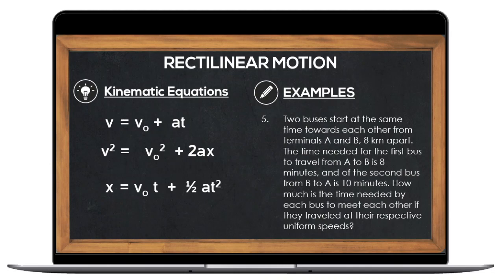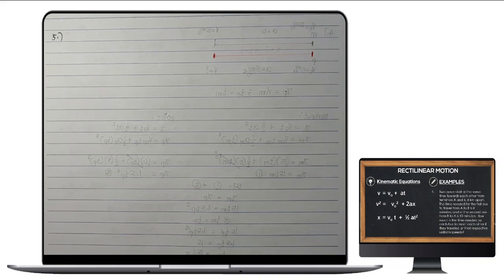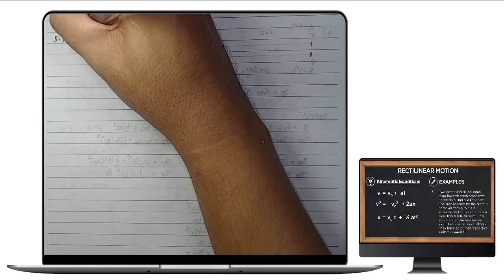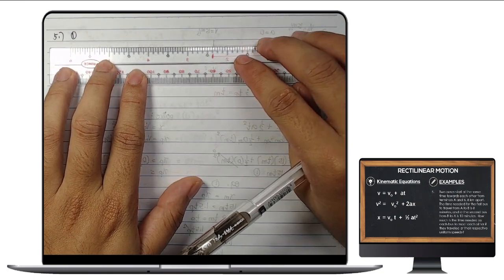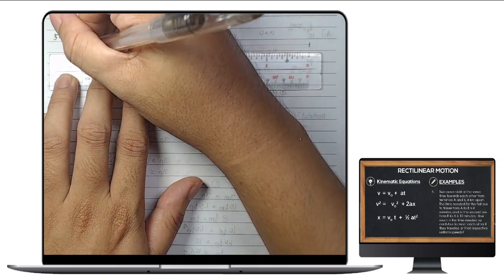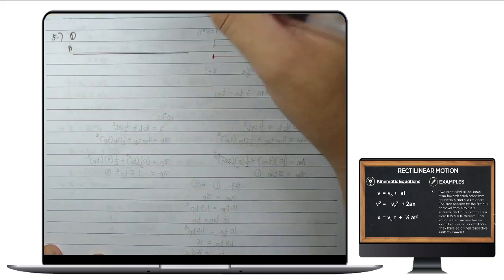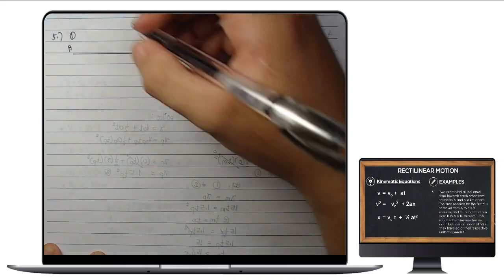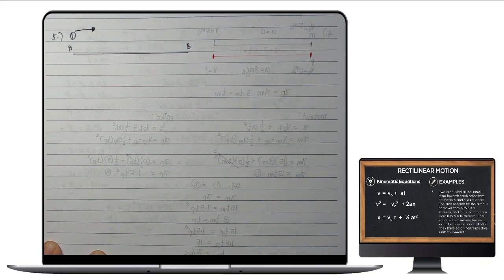So let's have problem number 5. Let's draw the figure. So let's say bus 1, for the first bus traveling from A to B. Let's say these are our points. Here is your point A, here is your point B. Let's say bus 1 will go to the right, from point A to B.